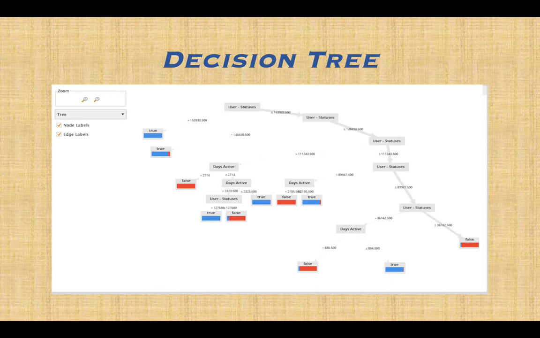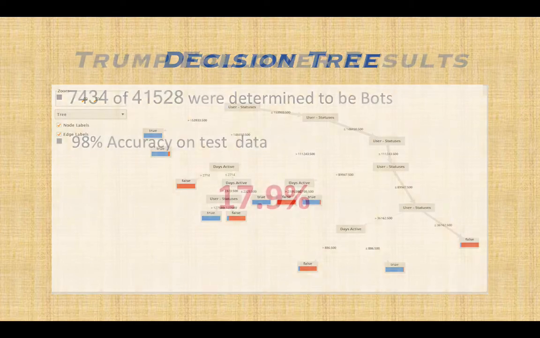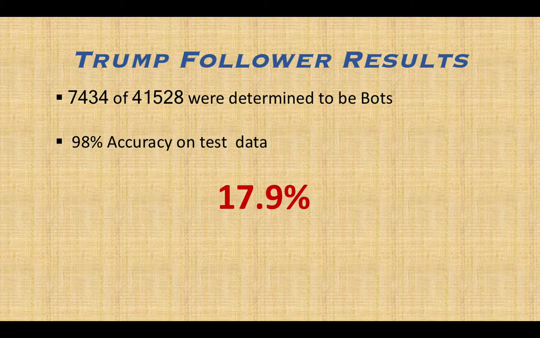And here's one of the decision trees that I got, and you can see that user statuses and days active are both absolute variables that are extremely significant in this analysis. And so when I analyzed the data on 41,528 tweets, I found that 7,434 of them were determined to be bots, for a number of 17.9% bots.